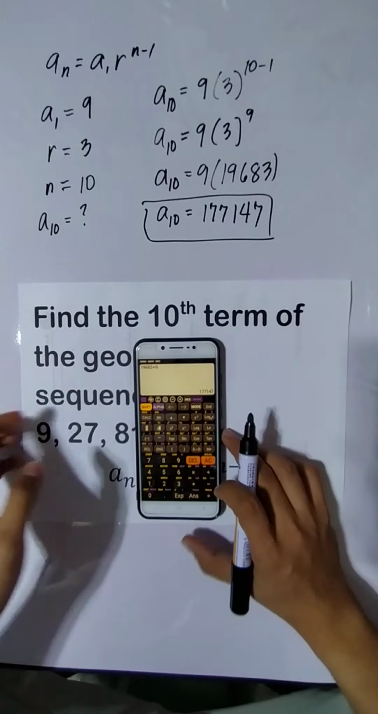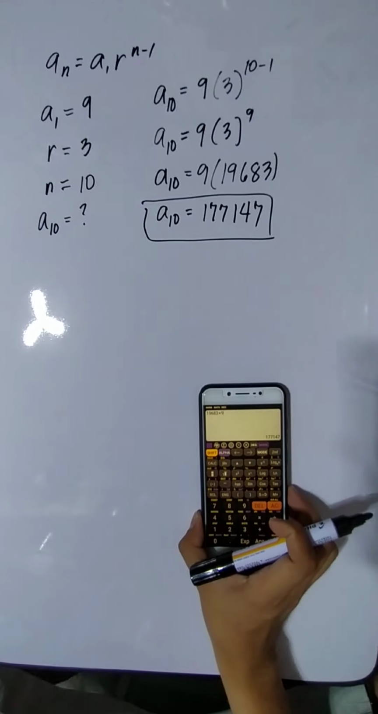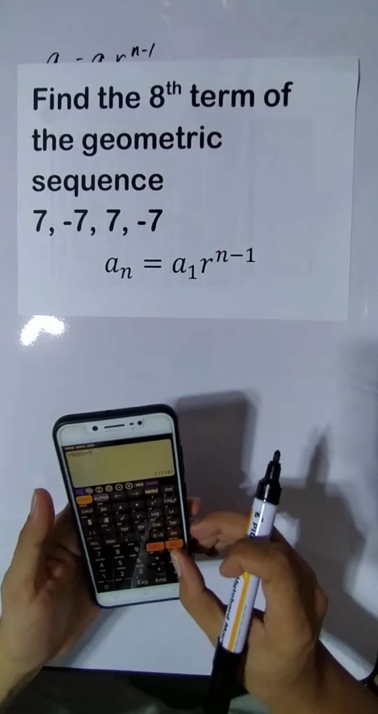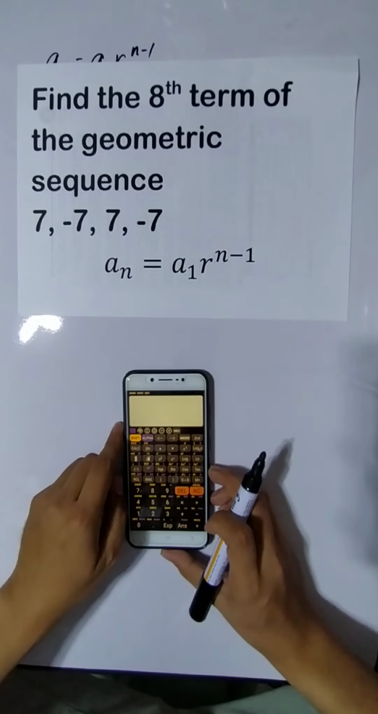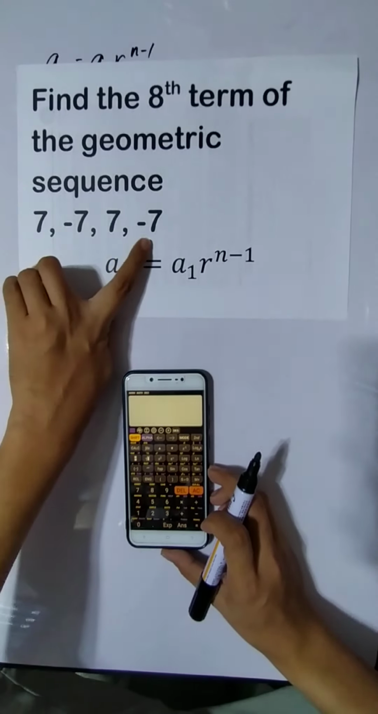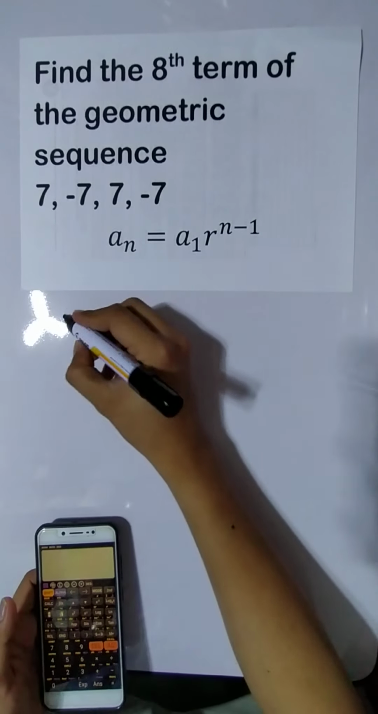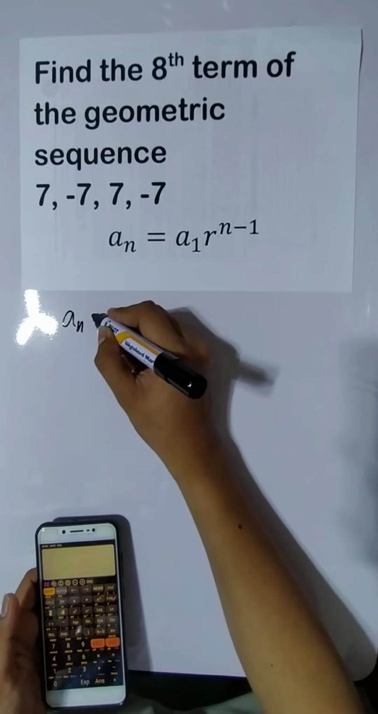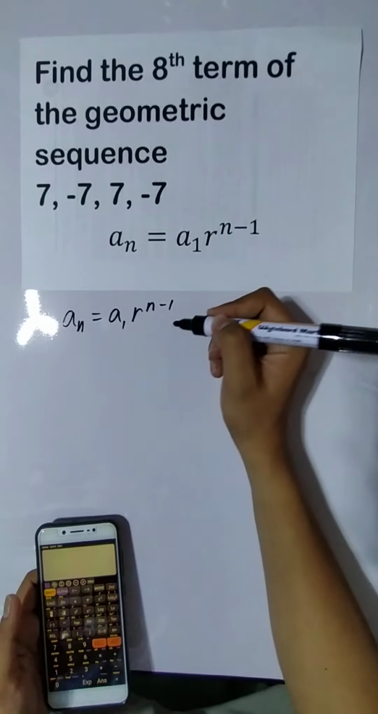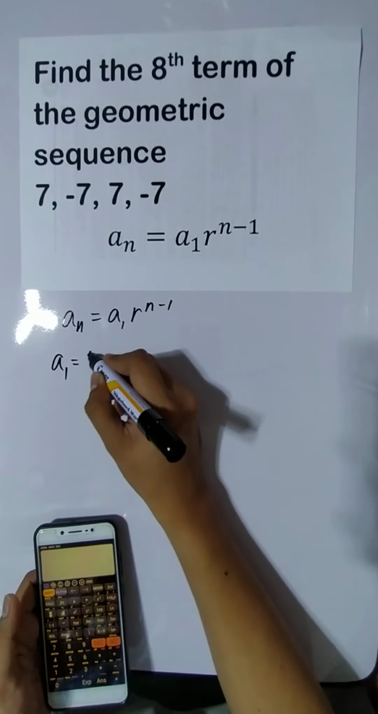So, bigay tayo ng isa pang example. Here is another example. So, find the 8th term of the geometric sequence 7, negative 7, 7, and negative 7. So, let's have the formula first. A sub n is equal to a sub 1 r raised to n minus 1. Sulat natin ang mga given. A sub 1 natin is 7.